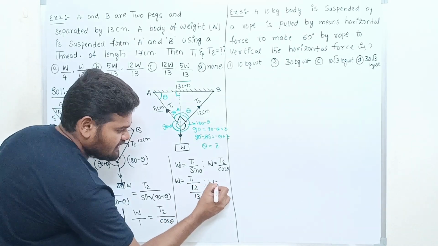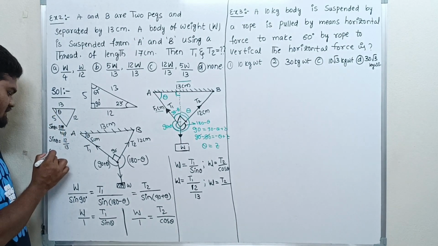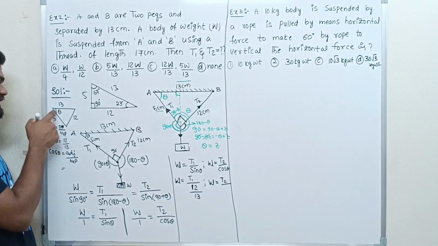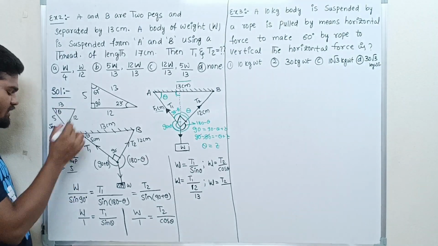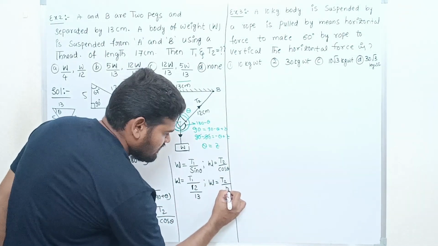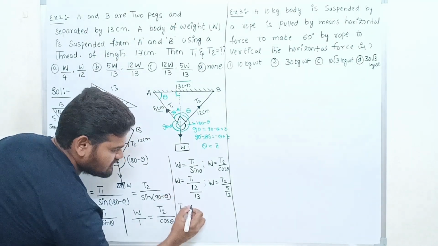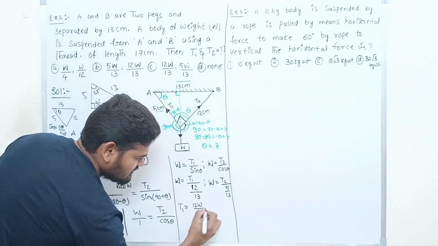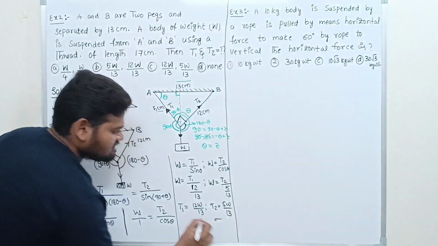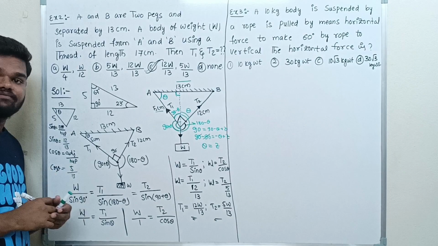So W equals T2 divided by cos theta. Cos theta equals adjacent side by hypotenuse. What is the adjacent side? 5. What is the hypotenuse? 13. So cos theta equals 5 by 13. Just bring this term to this side. Then T1 equals 12 W divided by 13, and T2 equals 5 W divided by 13. So 12 W by 13, 5 W by 13. Option C is our answer.